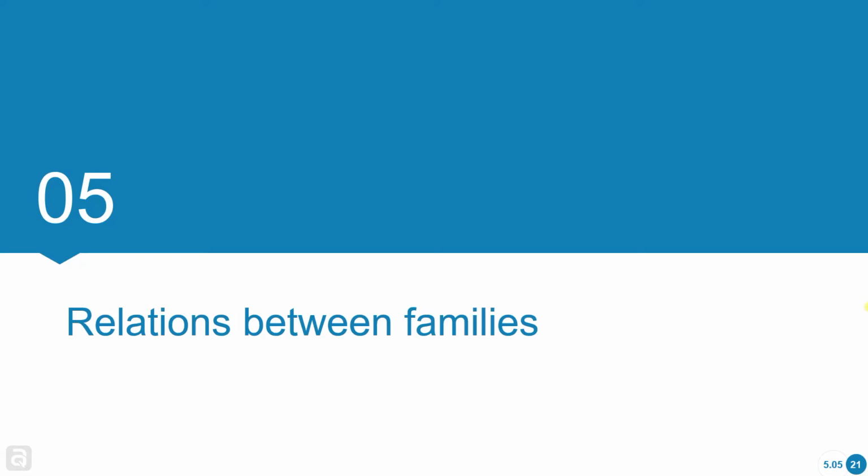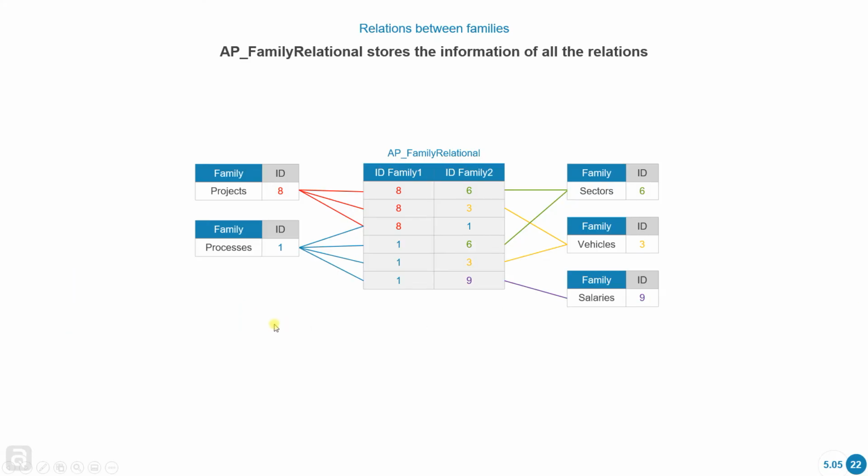Relations between families. As we already know, we can create as many families of records as we want in the system. So let's say I've created lots of different families of records. I've created ones called sectors, vehicles, salaries, and maybe I have other families that were already created, like projects, and maybe there's even processes. So I can also create relations between families and processes.